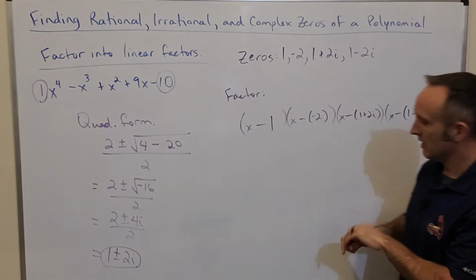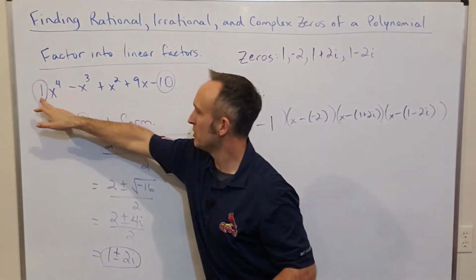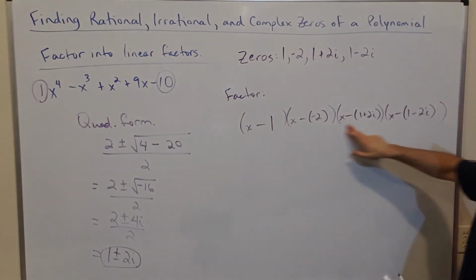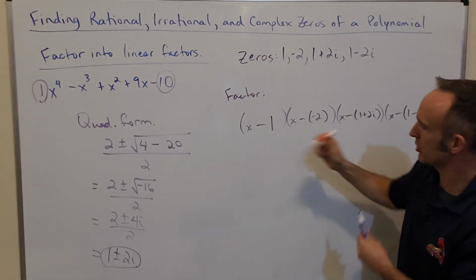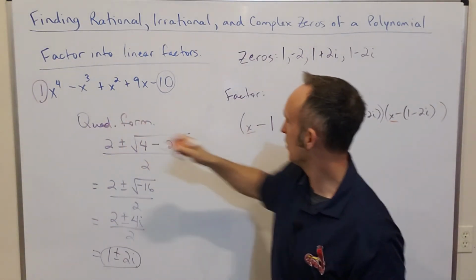Now, the other thing you want to look for is make sure that your leading coefficient matches. If you were to multiply all of this together, your first term would be x to the 4th, 1x to the 4th.